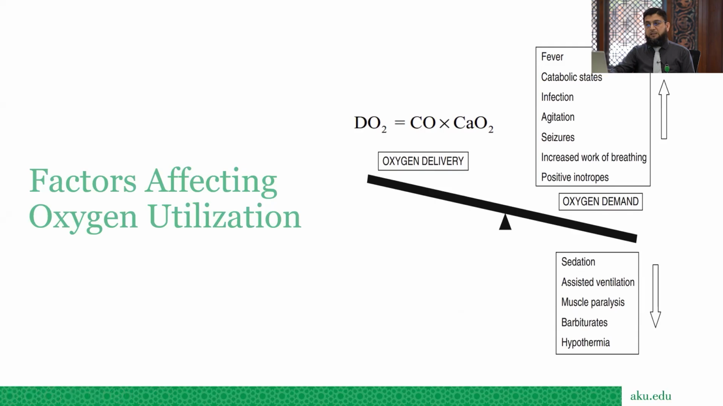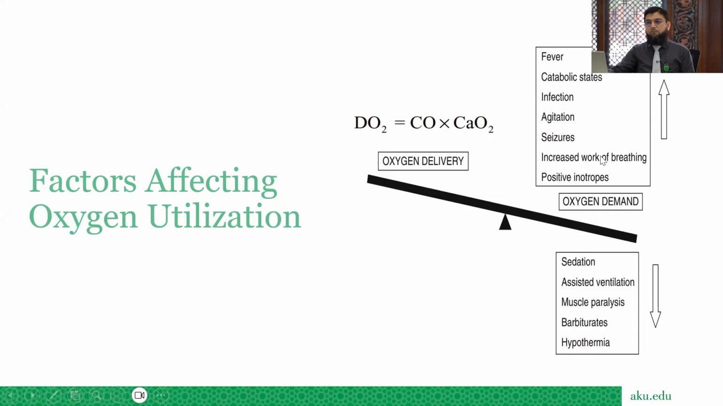You can consider barbiturates. You can start them on hypothermia. If there is fever, you can treat that fever. If there is infection, you can treat that infection. You can treat agitation. You can treat seizures. You can improve the oxygen and reduce the work of breathing by putting them on assisted or invasive ventilation. And you can use positive inotropic support for the heart to work adequately and to improve the cardiac output, to improve the oxygen delivery.